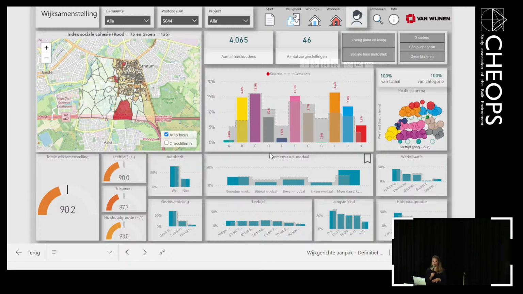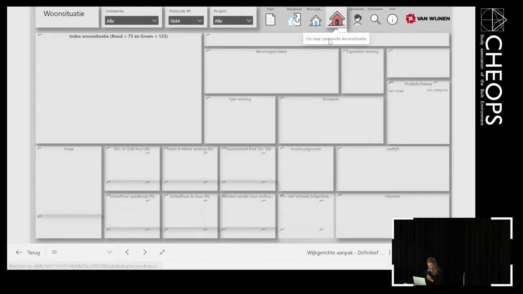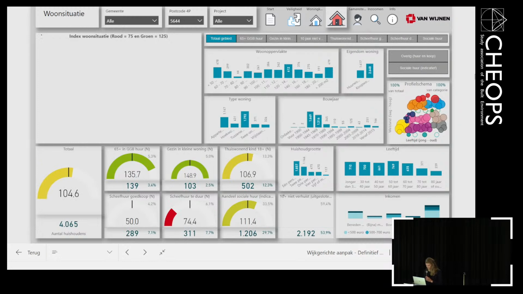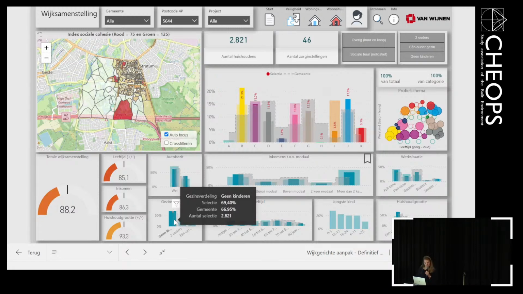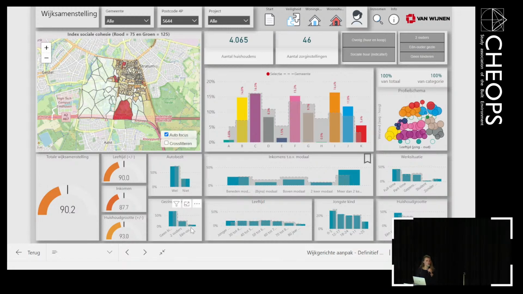So data is just a beginning, and then you start a conversation. Then you notice different things for different people. You said a lot of families, right? Lots of families, but also a lot of people that don't have children. Here, gezinsverdeling, no children is this diagram, and these are the people with children. It's really nice to see that you think that it's something.